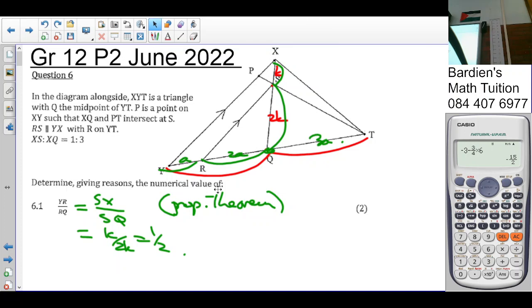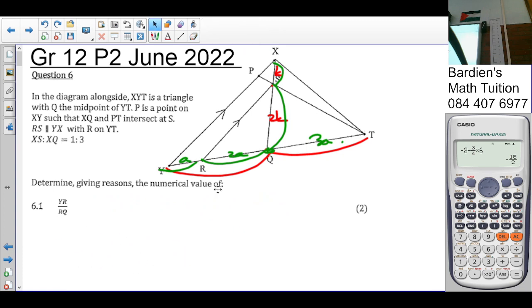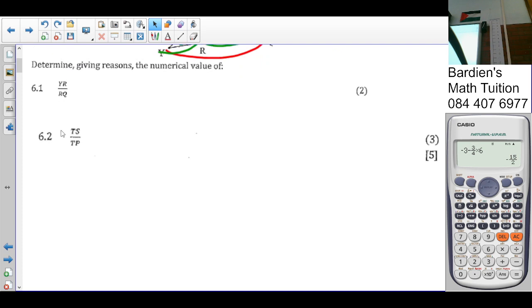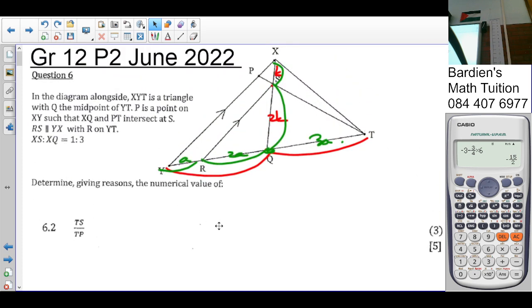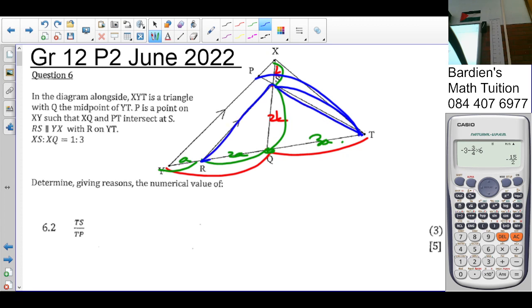Why do I put A and K there? Because these are ratios. Let's pull this up here. The question says determine the numerical value of TS over TP. Let's use the other color here. TS over TP. So remember, it's lying between these parallels.